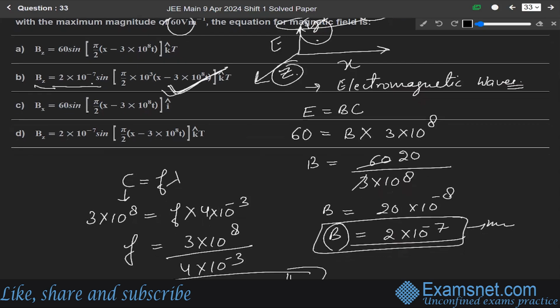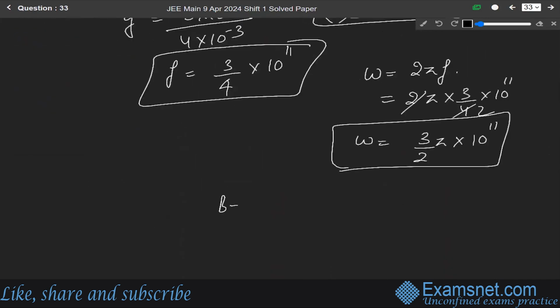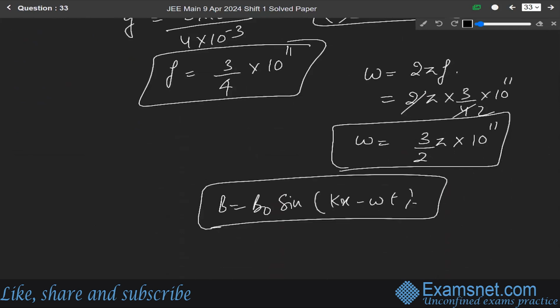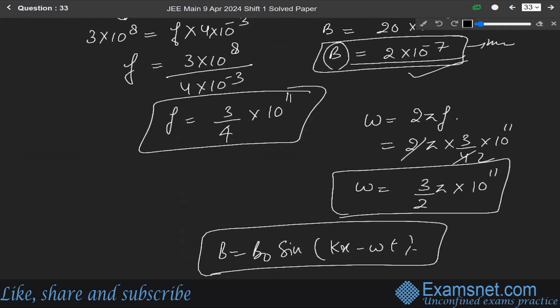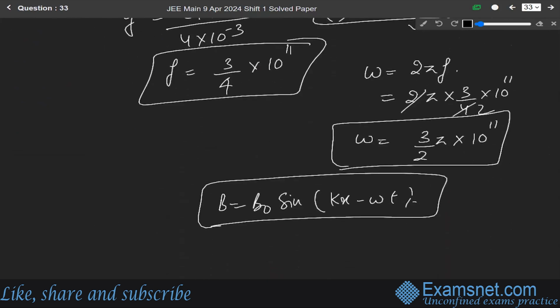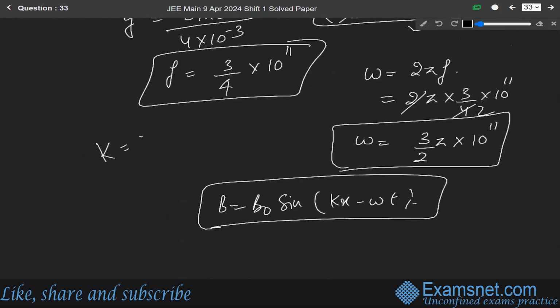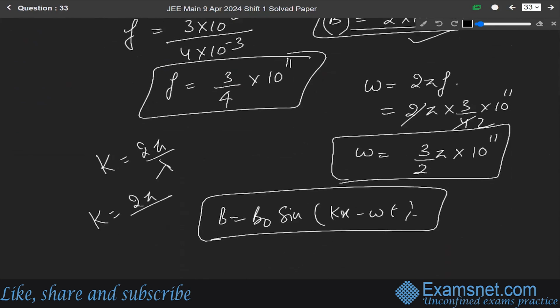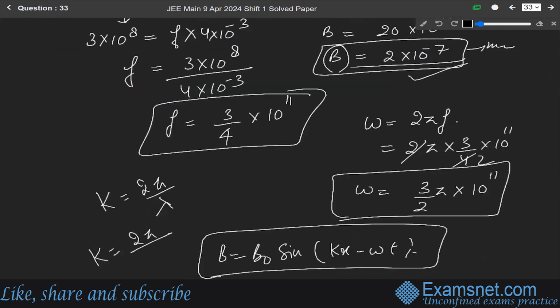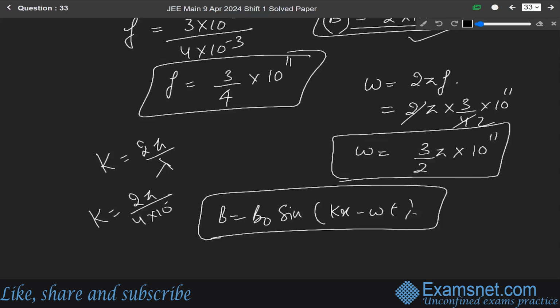Since the equation can be written as B equals B naught sine kx minus omega t, just put the values here. B naught is 2 into 10 to the power minus 7 sine kx. K is the wave vector. It is equal to 2 pi over lambda. So for k, we can write 2 pi over lambda. Lambda is 4 millimeter. Now 4 millimeter means 4 into 10 to the power minus 3 meter.